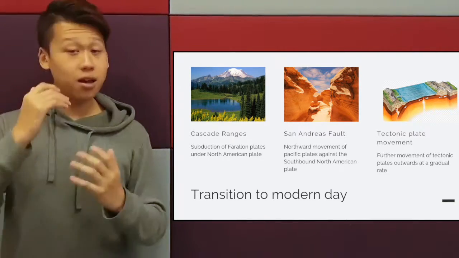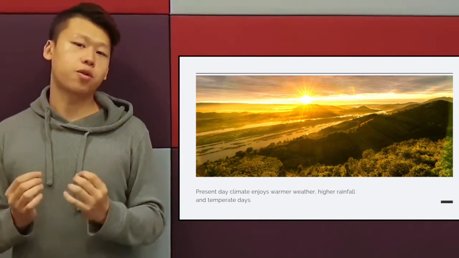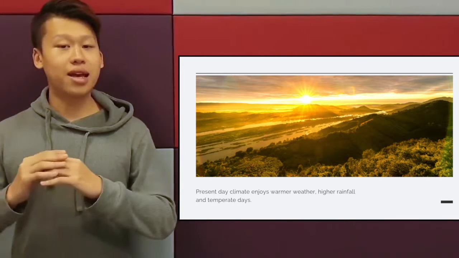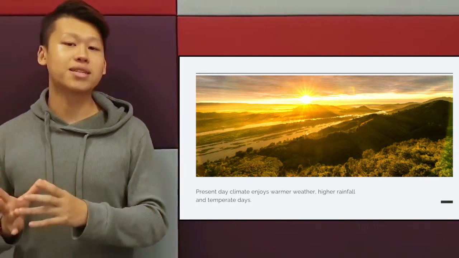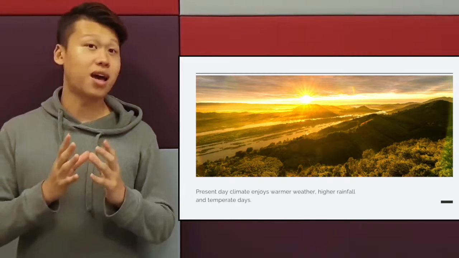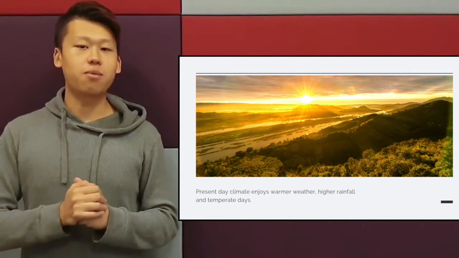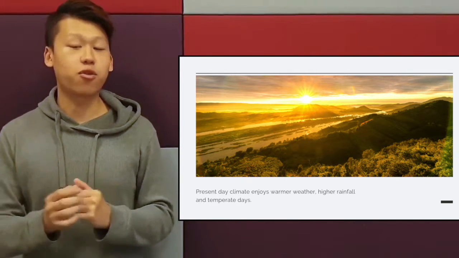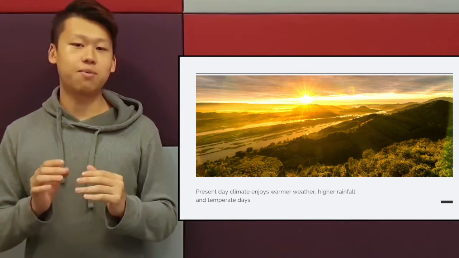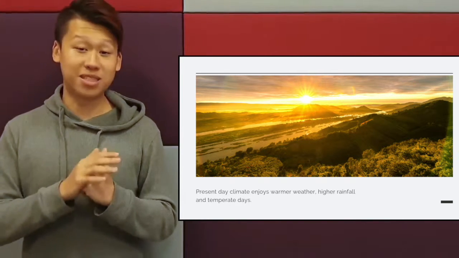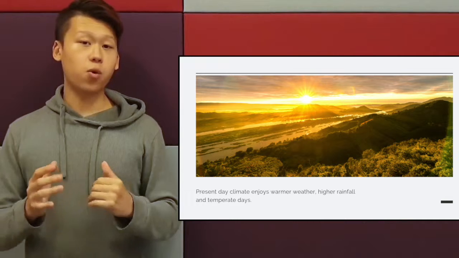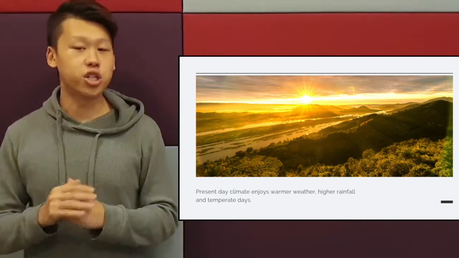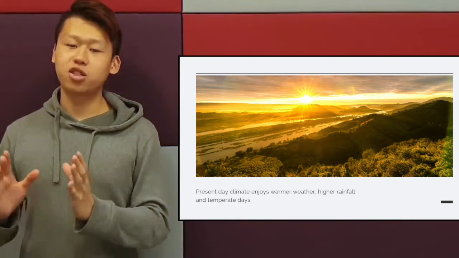In contrast to the Cretaceous period's subtropical climate, the present-day climate of the Pacific Northwest is more temperate, enjoys higher rainfall, and sustains an environment mostly consisting of coniferous forests. This is theorized to be affected by the northward movement of the Pacific plates. Overall, the west coast of North America has shifted substantially over geological time.